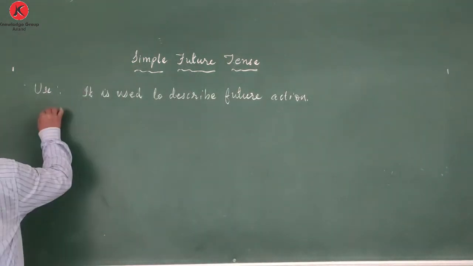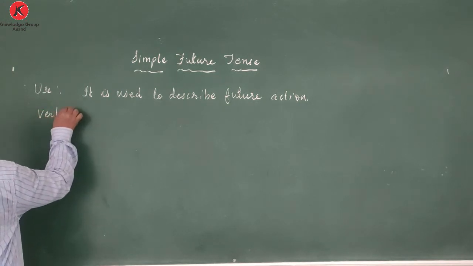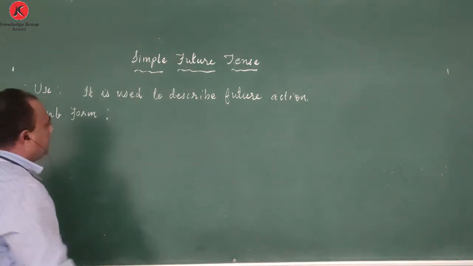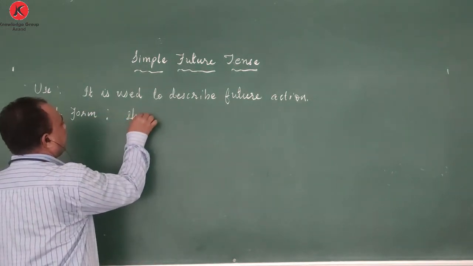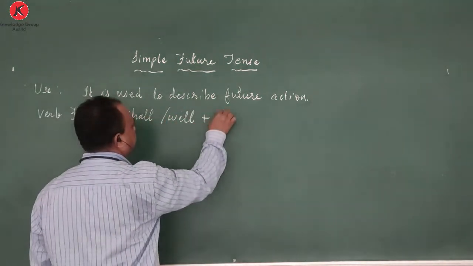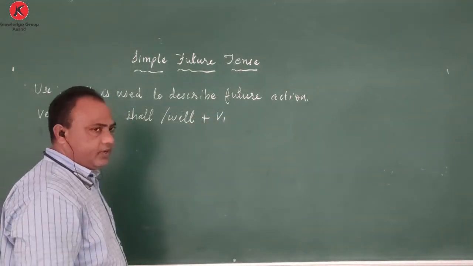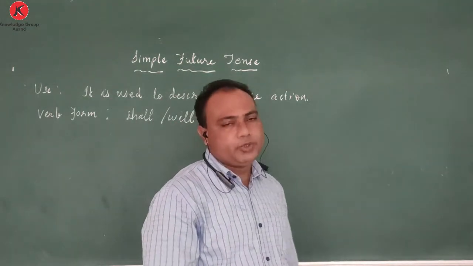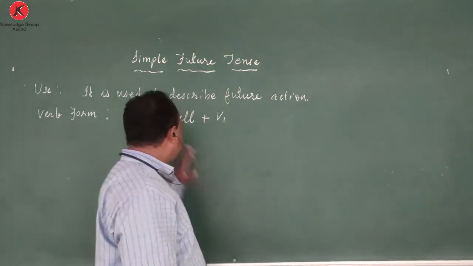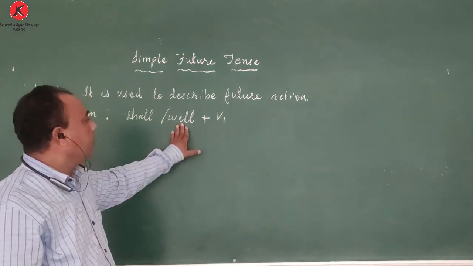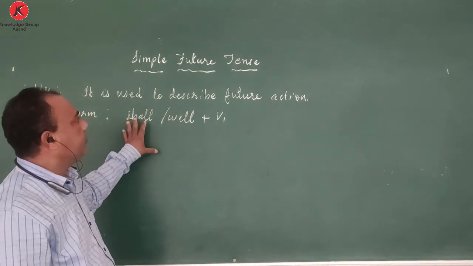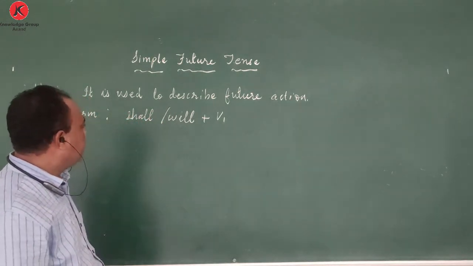Now here the verb form is very simple: shall or will plus V1. When I say V1, V1 means the root form, the original form of the verb. We use shall or will plus V1 to form simple future tense sentences.